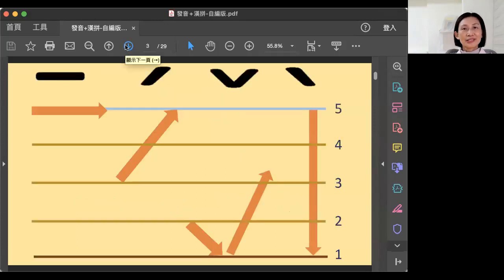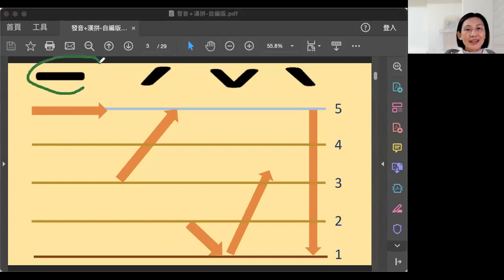Before we learn 4 tones, we should know there are 5 pitches in Chinese pronunciation. Just like music. When we pronounce the first tone, we keep on the highest pitch stable. Ā. Good, yes, perfect. This is the symbol of the first tone.